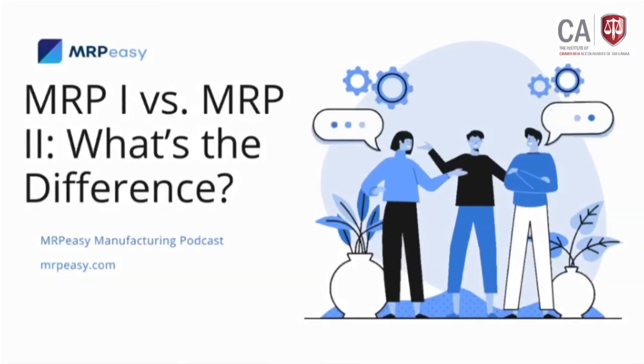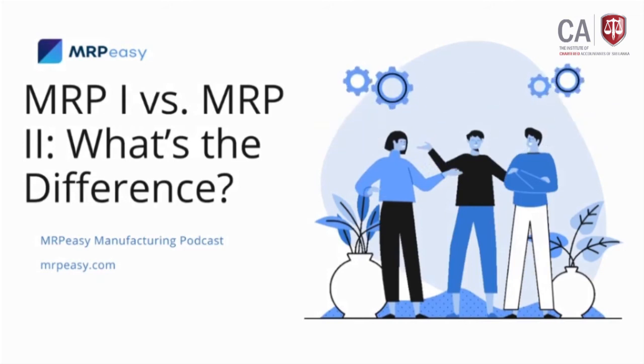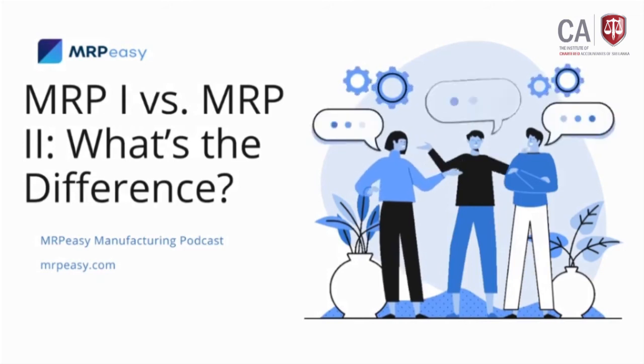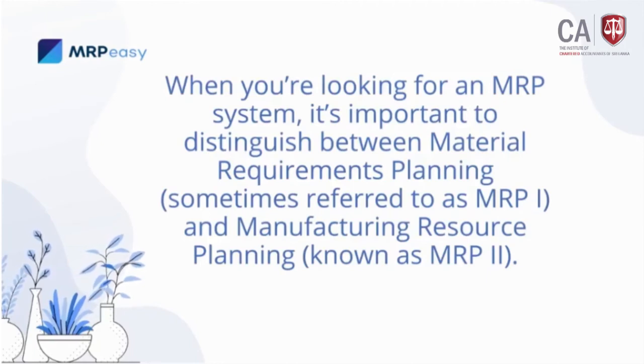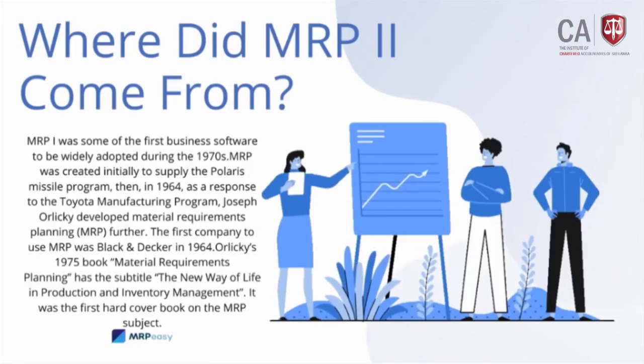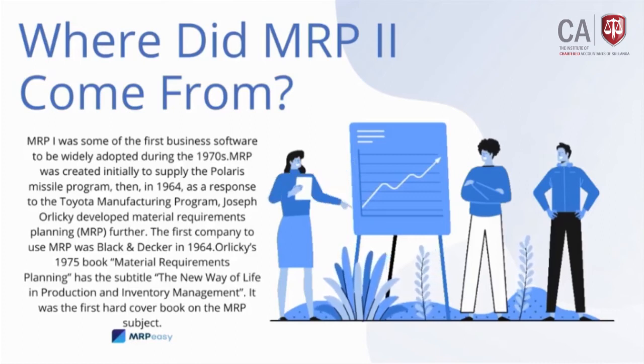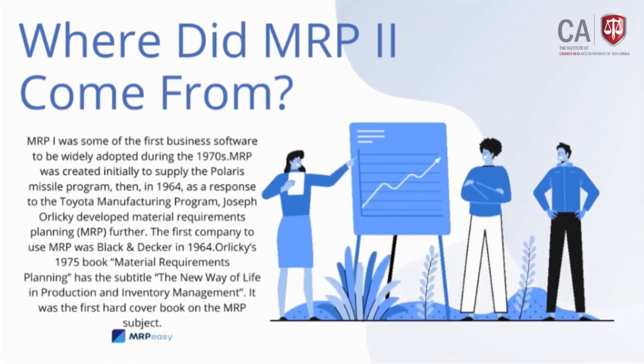MRP 1 versus MRP 2. What's the difference? When you're looking for an MRP system, it's important to distinguish between material requirements planning, sometimes referred to as MRP 1, and manufacturing resource planning, known as MRP 2. Where did MRP 2 come from? MRP 1 was some of the first business software to be widely adopted during the 1970s. MRP was created initially to supply the Polaris missile program.